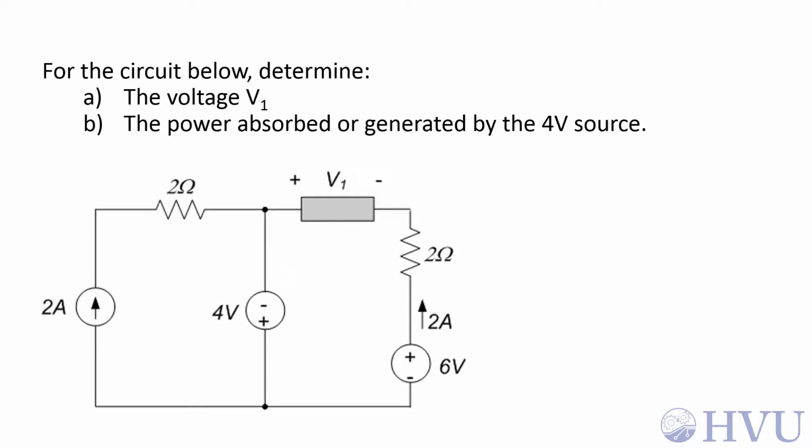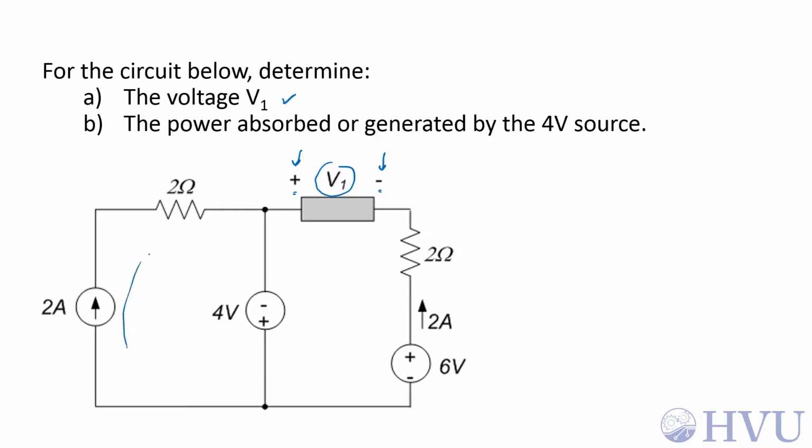In this example, the first thing we want to do is determine the voltage V1 across this unknown element, and we're given the polarity that we have to use. This is going to be assumed to be a higher voltage than on the right. Now, to find a voltage, KVL is probably the way to go.